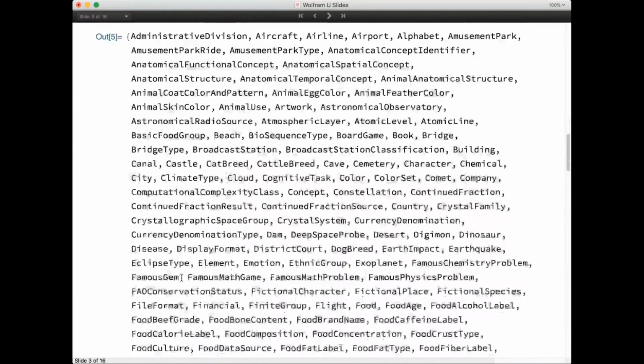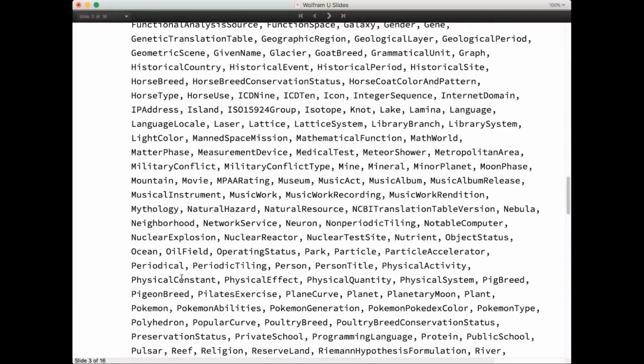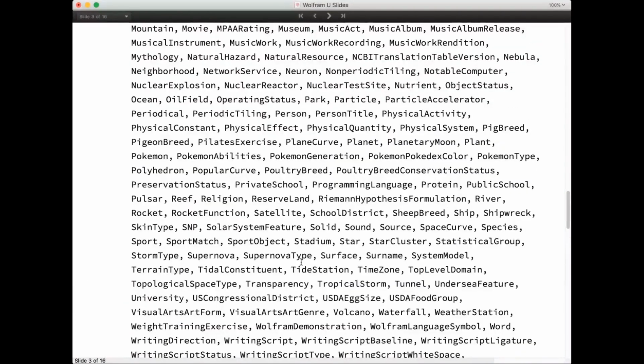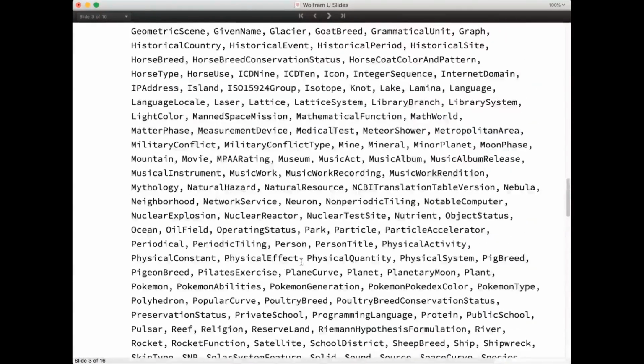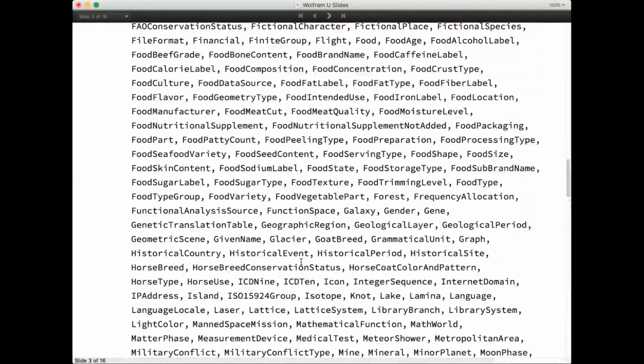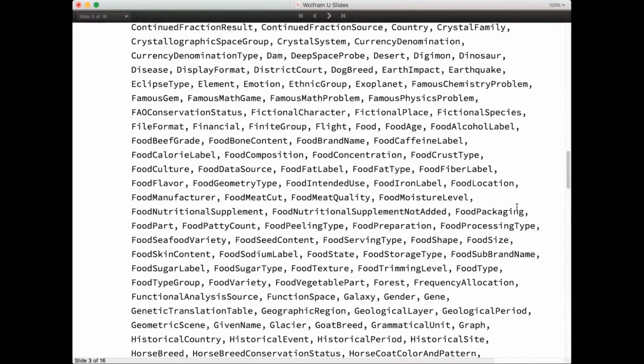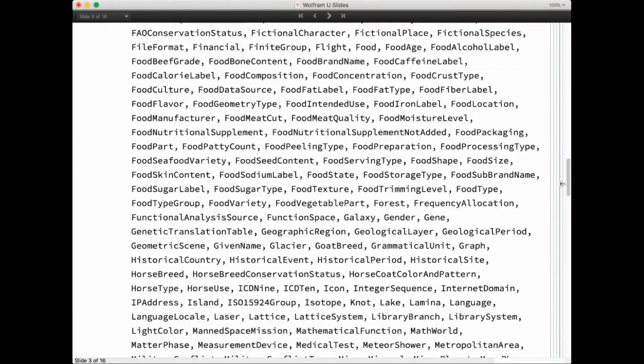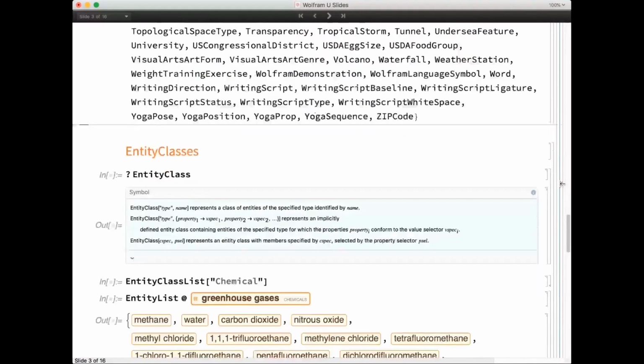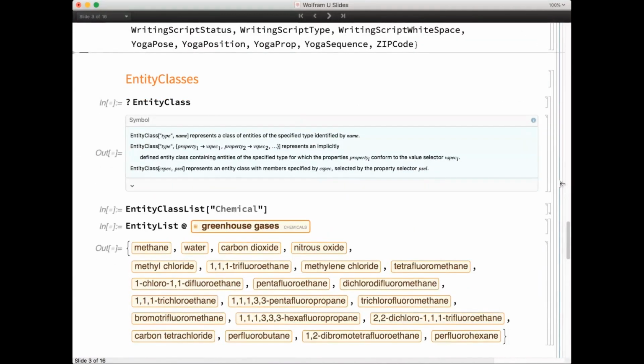Yeah, so this is the full list of entity types that are available in the Wolfram language. And so this is the main connection between Mathematica, or the Wolfram language, and Wolfram Alpha. So this is what the people who work with Wolfram Alpha work on, is finding out all these entities and getting the curated information and making them available to you through entity value.